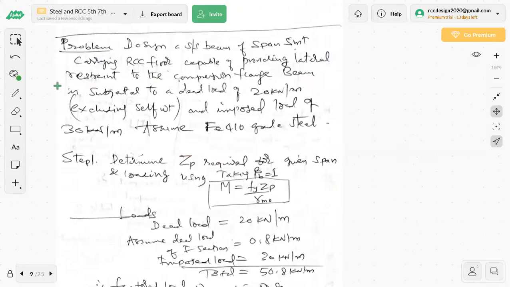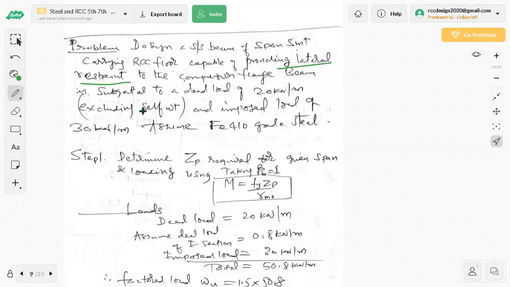Laterally restrained beam. I'll tell you in very short. What do you mean by laterally unrestrained and laterally restrained beam? Laterally restrained means the compression zone is firmly inside the concrete. That's one example. If you want, I'll draw that figure. Just see laterally restrained.